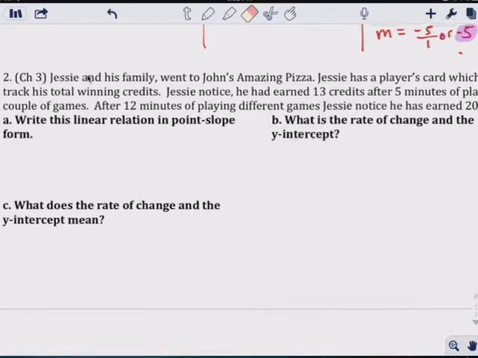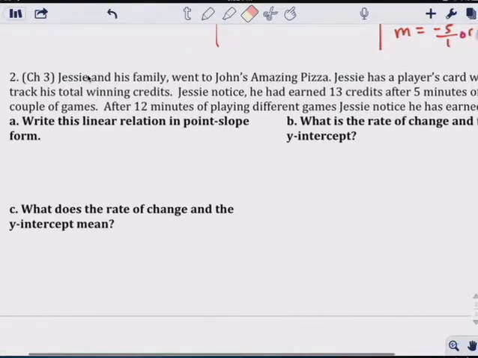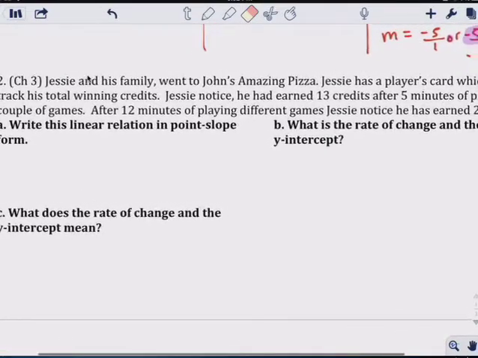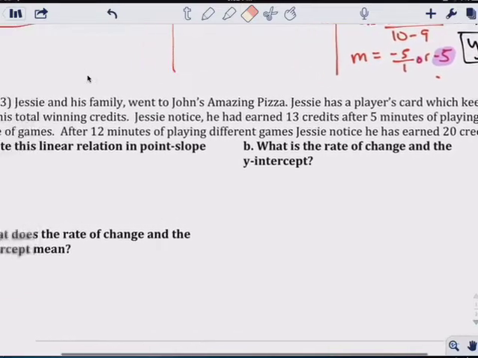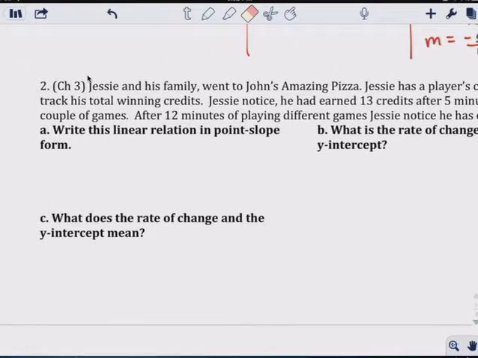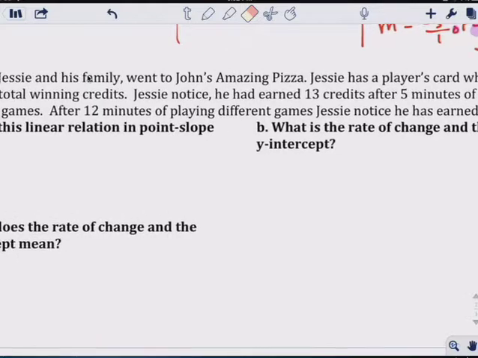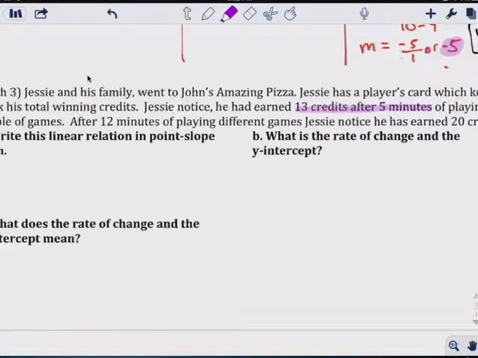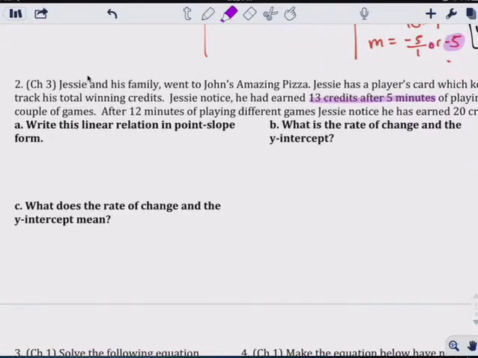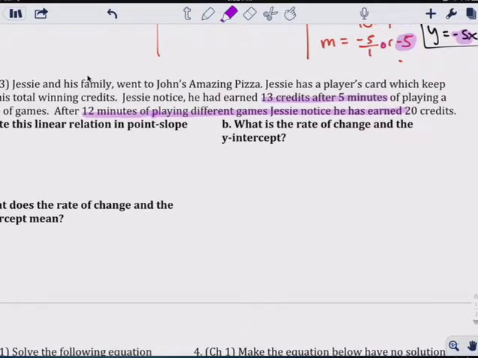Okay, Jesse and his family went to John's Amazing Pizza. Jesse has a player's card which keeps track of his total winnings. Jesse noticed he earned 13 credits after 5 minutes of playing a couple of games. After 12 minutes of playing different games, Jesse noticed he earned 20 credits.